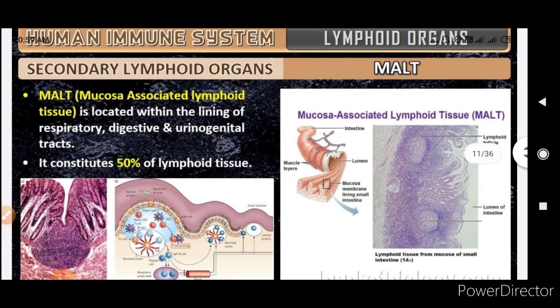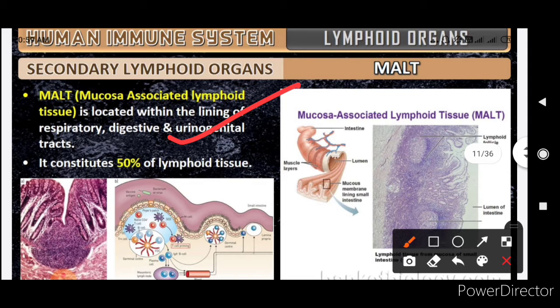Now MALT is the mucosa associated lymphoid tissue, and it is located within the lining of the respiratory tract, digestive tract and urogenital tract, and it constitutes about 50% of the lymphoid tissue.